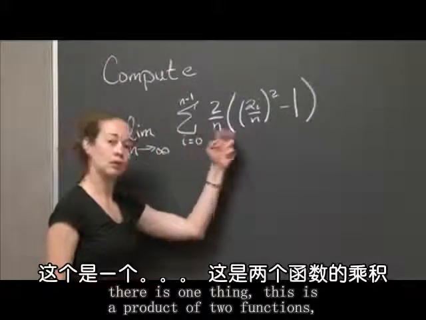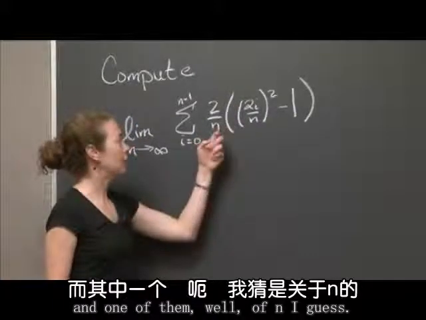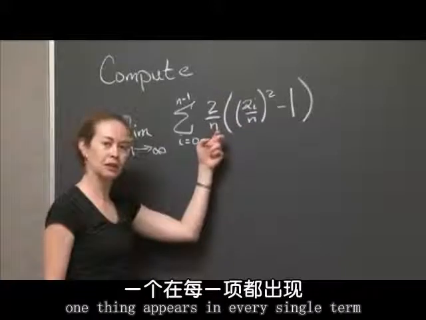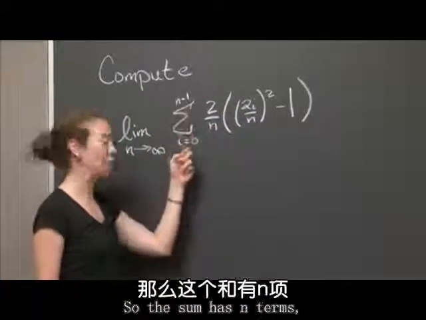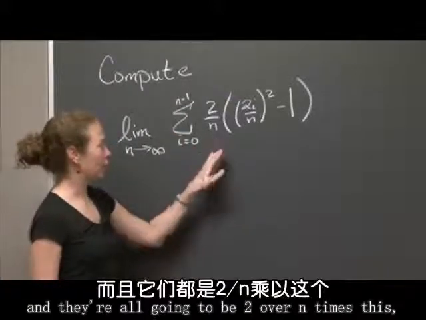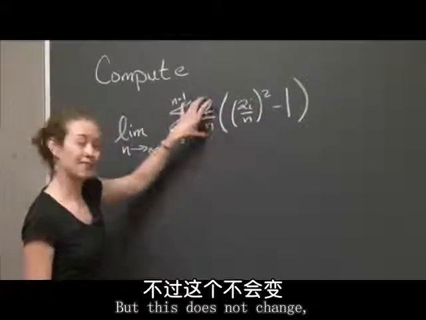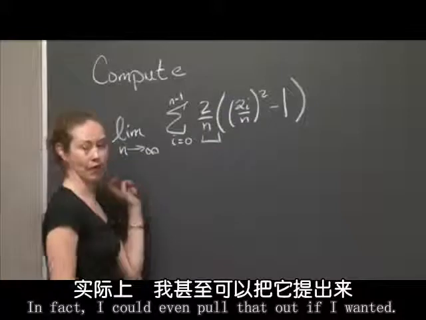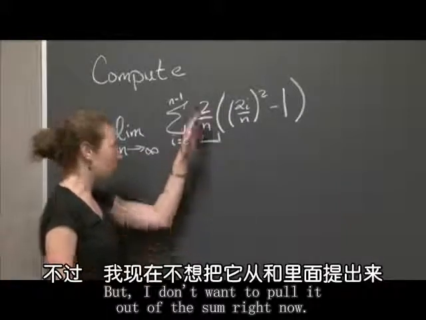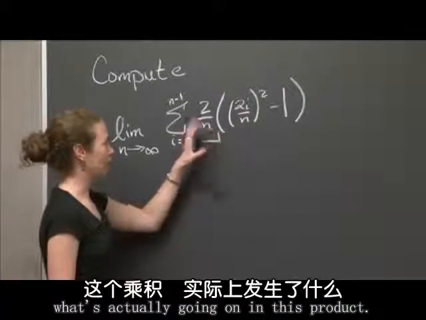So the first thing we notice is that this is a product of two things. One thing appears in every single term that you have for i. This sum has n terms, and they're all going to be 2 over n times this, and the i is going to change. But this 2 over n does not change, right? In fact, I could even pull that out if I wanted. But I don't want to pull it out of the sum right now. I want us to look at what's actually going on in this product.